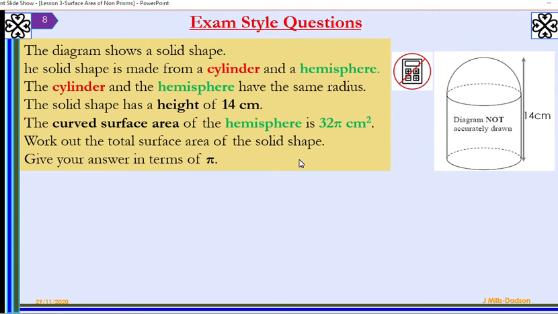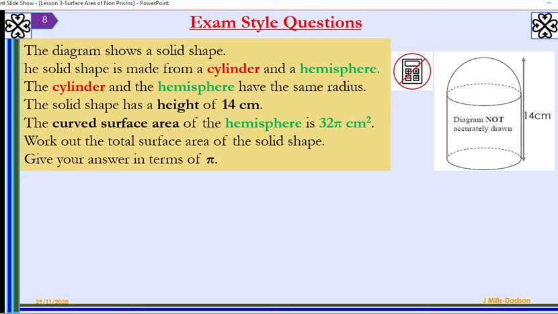Now let's look at an exam question. Sometimes students know the concepts of working out spheres, hemispheres and cylinders, but they don't try to bring the knowledge into answering the question. They just do things in disjoint.